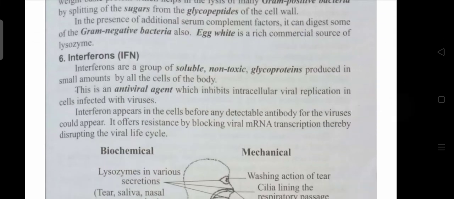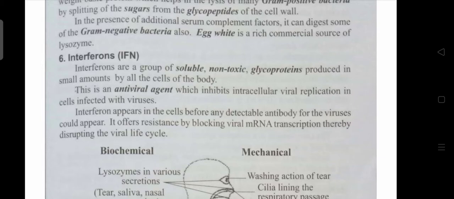Next one is interferons. They are soluble non-toxic glycoproteins produced by all cells of the body, and they are antiviral agents. Their function is to inhibit intracellular viral replication in cells infected with virus. Interferons are antiviral agents which can inhibit intracellular viral replication. Interferons appear in the cells before any detectable antibody for the virus could appear.